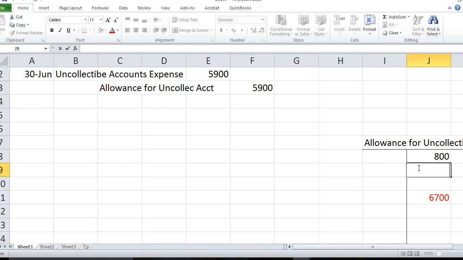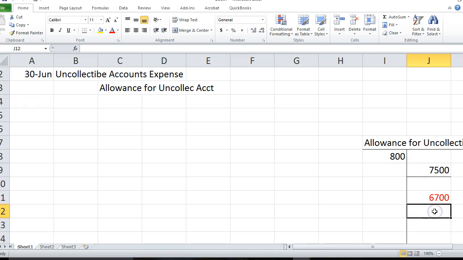Now instead of it starting out with a credit balance of $800, it has a debit balance of $800. What adjustment do we need to end up with a credit balance of $6,700? $7,500. How many agree? Yes. So if we have our $7,500 minus our $800, that gives us our $6,700.